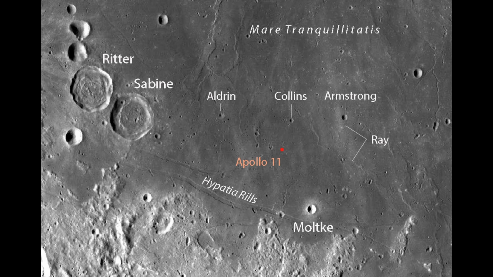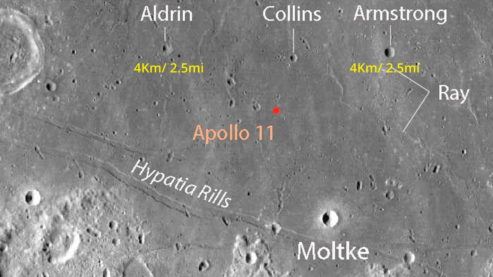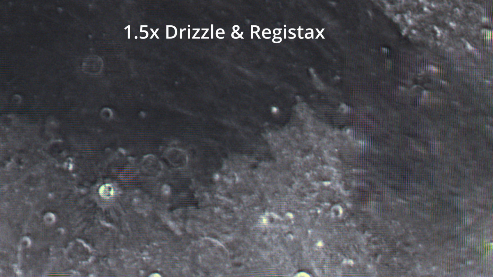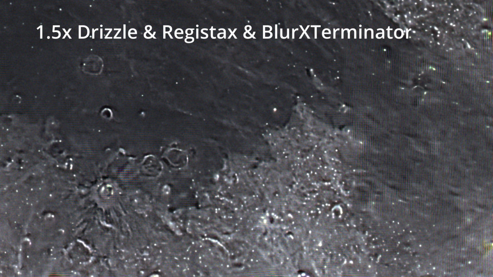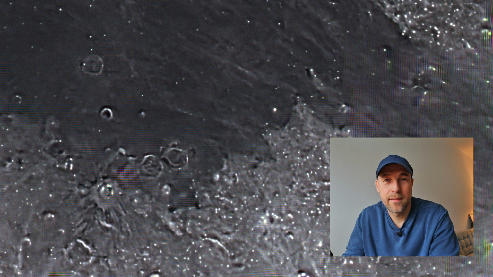Let's zoom in here. Let's get an idea about how big those lunar structures actually are. You will be surprised. Aldrin and Armstrong are approximately 4 kilometers in diameter, or 2.5 miles. Collins is about 3 kilometers in diameter, or 1.9 miles. Now we have a sharpened and detailed image of the Apollo 11 landing site region.